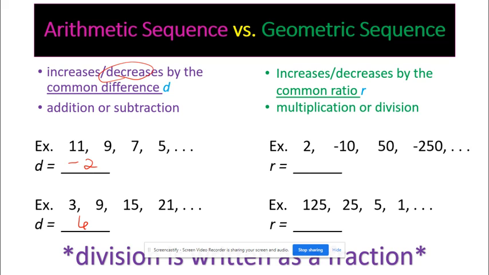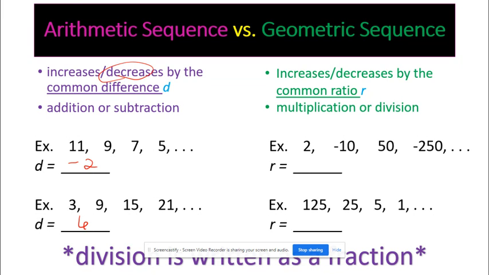Now we'll talk about geometric sequences. A geometric sequence increases or decreases by a common ratio. When we are talking about geometric sequences, we are talking about multiplication or division, and we write this common ratio as the letter R. When we're talking about multiplication, we're just going to write what that ratio is. However, when we're talking about division, you should be writing your answer as a fraction, because we know that a fraction is a way to represent division.